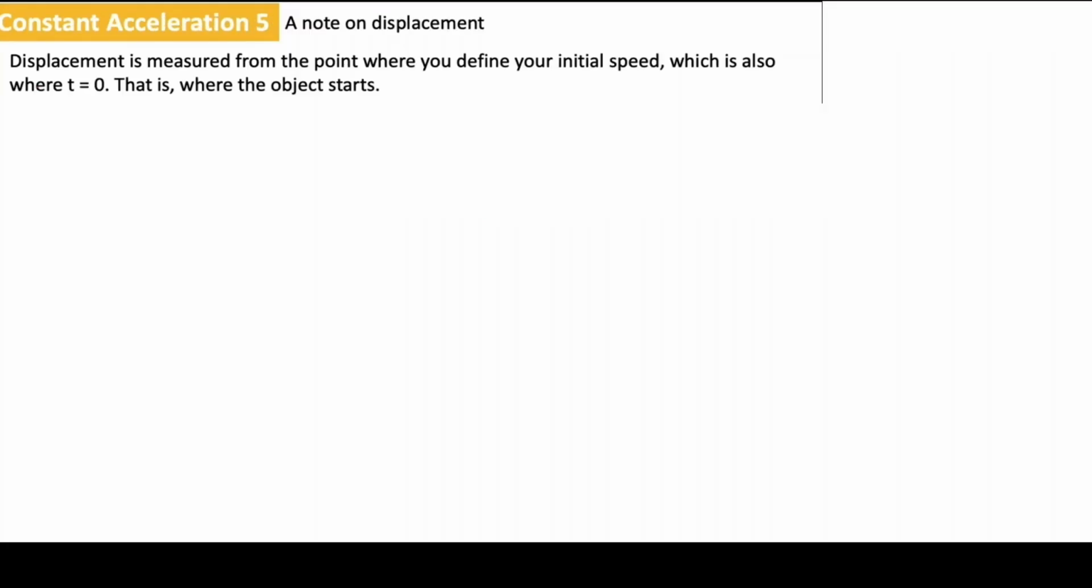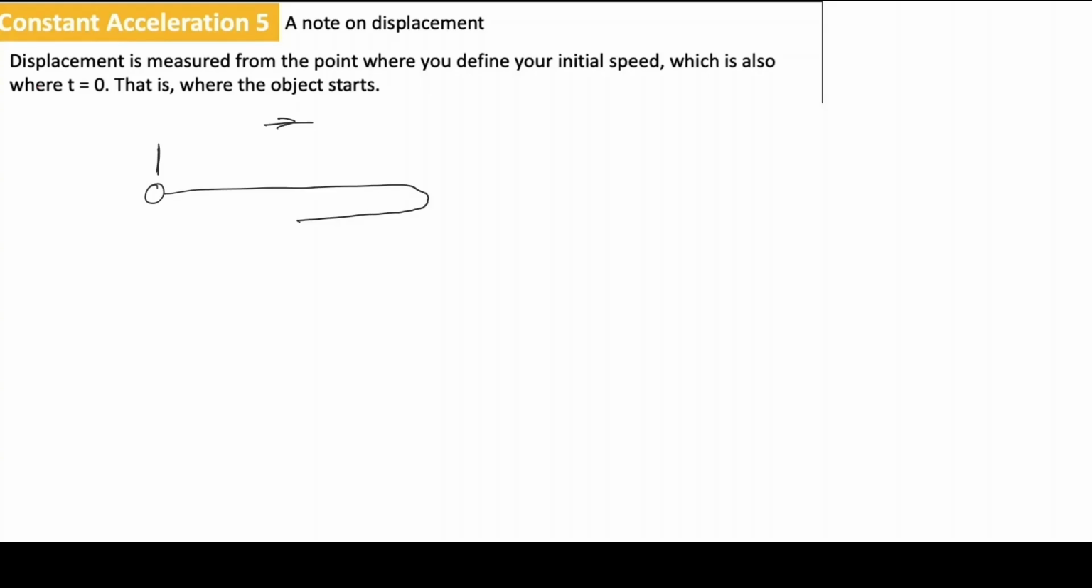Just before we get into the examples, I wanted to talk about displacement. Displacement is a vector measure, and it's a measure from the point we're referring to back to the original point, back to the starting point, back to where t equals 0, back to where we defined our initial speed, back to the beginning of the journey segment. Sometimes people go wrong with these vector measurements, both velocity and displacement, so I wanted to quickly run through that before we get to some examples.